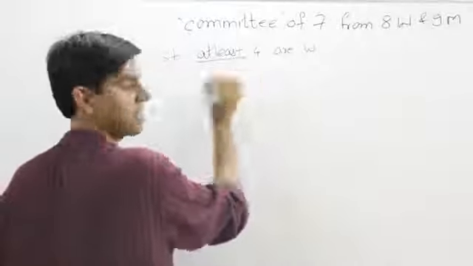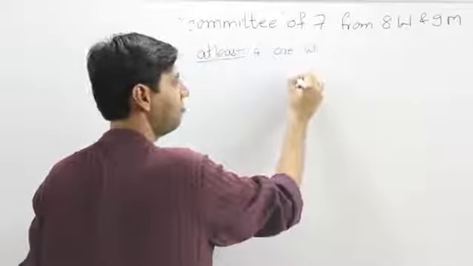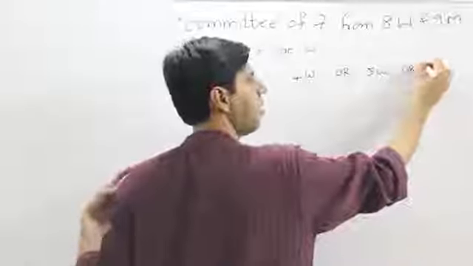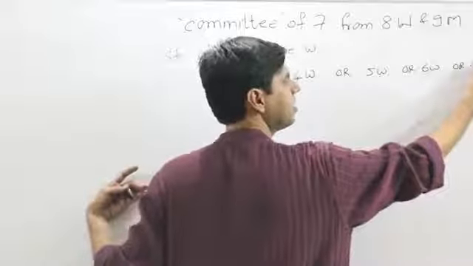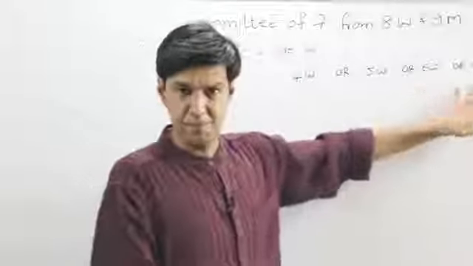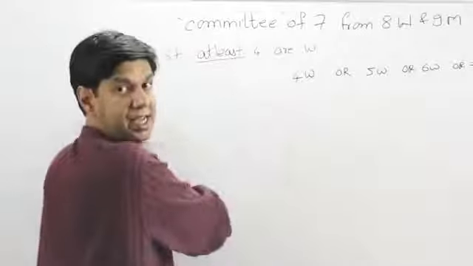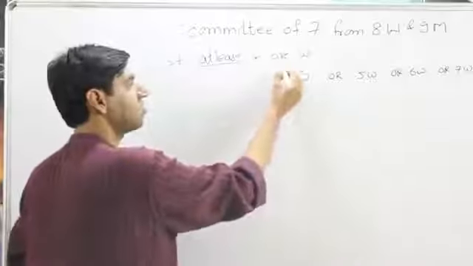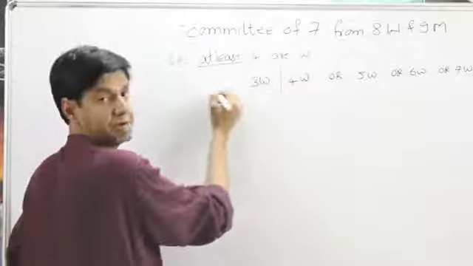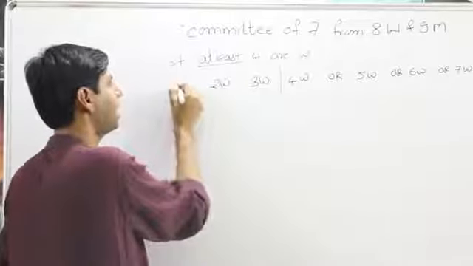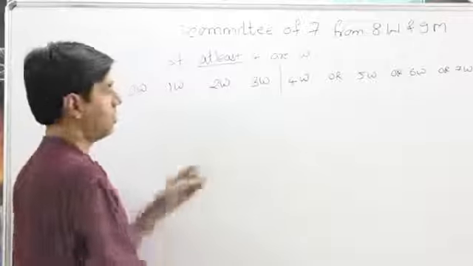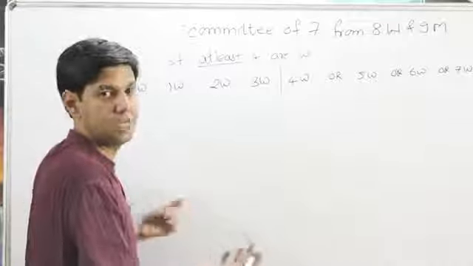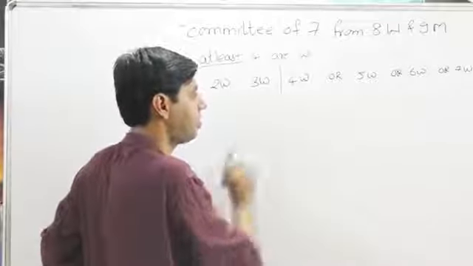So what is the big deal here? There's an at least. So let me break it up. I could have 4 women, or 5 women, or 6, or 7. This is reasonably lengthy. Could I work by subtracting the numbers which I do not want? Let's try it. The ones that I do not want are 3 women committees, 2 women committees, 1 woman committees, 0 women committees. So this also is equally long. Whether you go the forward way or the reverse way, it is going to be equally long.